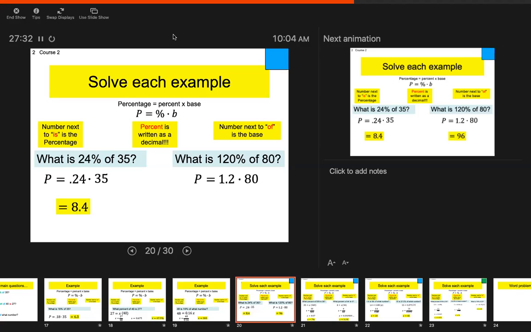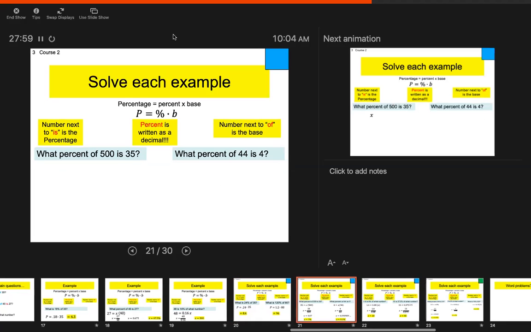2 times 80 is 160, but it's 0.2, so that'd be 1.6. 1 times 80 is 80, so 80 and 1.6, right? Oh, I'm sorry, 16. 0.2 times 80. Not times 8, it's times 80. 16. So 16 and 80 is 96. We okay? Yep. All right.